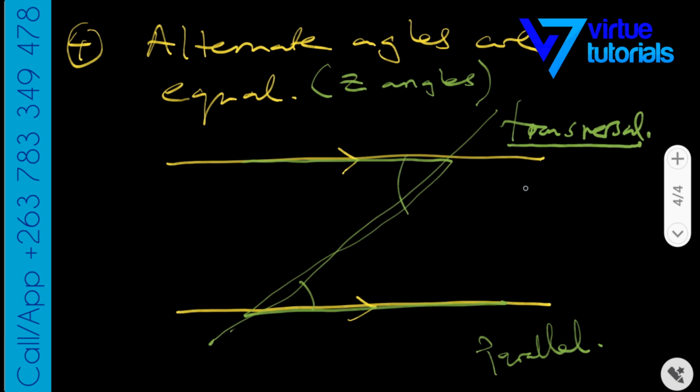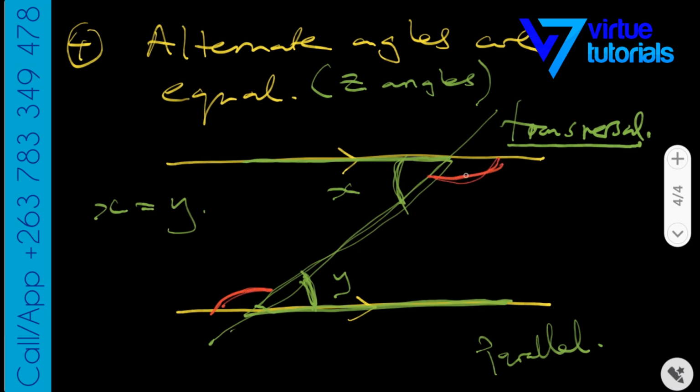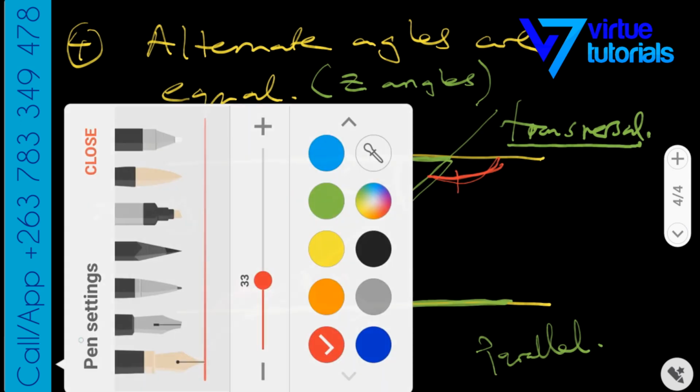The transversal leads to the formation of some Z-like shape. This Z has got these angles within it. Those are what we call the alternate angles. So if that was X and that was Y, X is equal to Y. These two angles are alternate and they are equal. Again, if you're observant, the angle here and the angle there are also going to be equal. If this is equal to that, then the red angles here are also going to be equal.